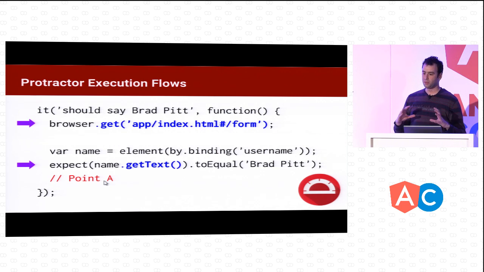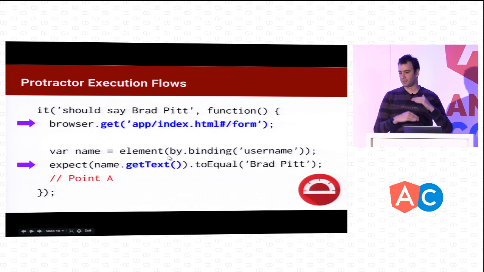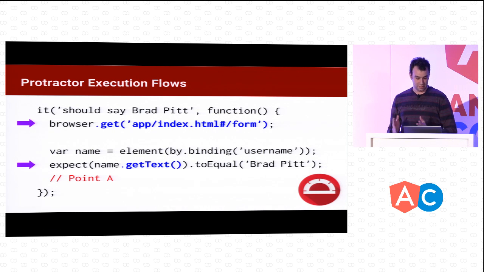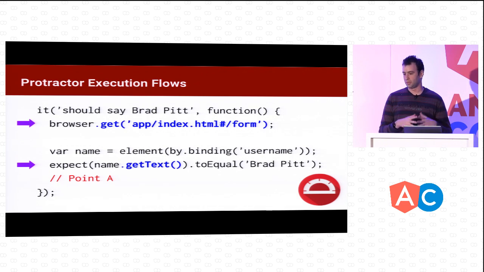Protractor maintains a queue. It calls this the execution queue. And this queue contains all the operations that we requested. So when we get to point A, the queue will contain those 2 lines, and they will only be executed asynchronously after this function finishes running. Now, this is a really nice abstraction, in my opinion, because you don't have to think about async code when you are writing your end-to-end test.